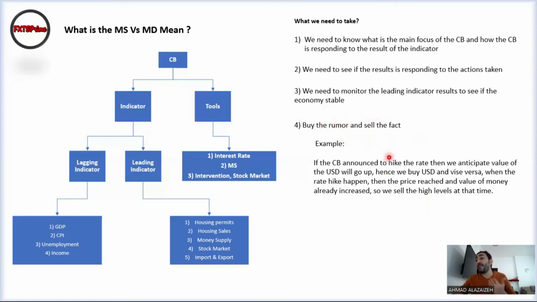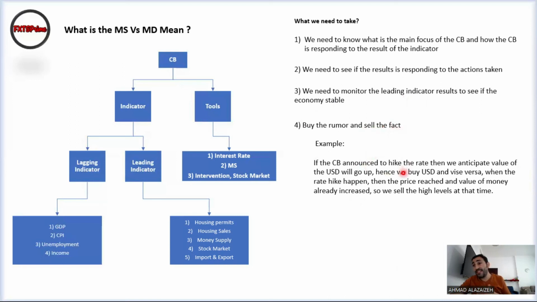Now sell the fact means we bought the US dollar and we reached that time where the central bank started to raise the interest rate. By that time, all the people, based on the rumor, have bought the currency and have reached the maximum level of that price. So when they have increased the interest rate, the price fell down because we are selling the fact now. So this is what we mean by buy the rumor and sell the fact.